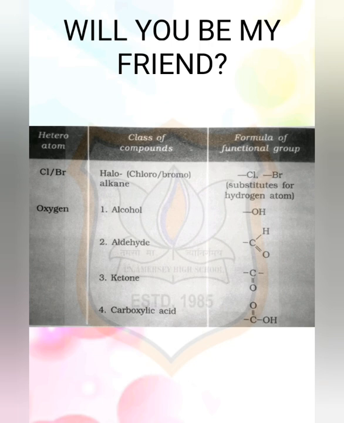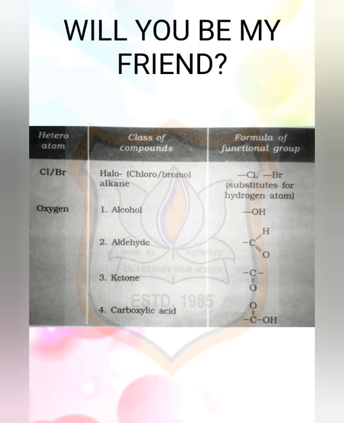The very first heteroatoms are chlorine and bromine, and these are known as the halogen group. They are known as halogens. The class of compounds will be the halo group, and we can write chloro or bromo as a substituent, in which a chlorine or bromine atom gets attached to the carbon chain.